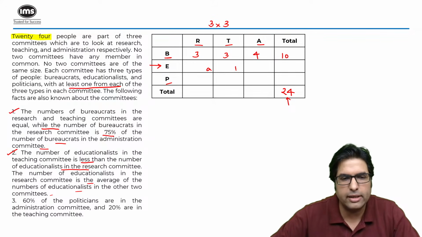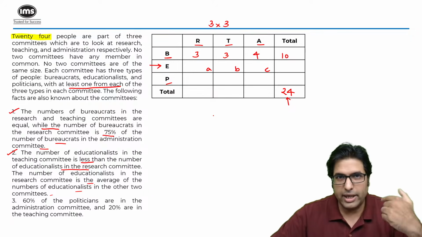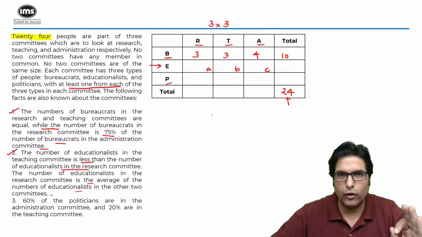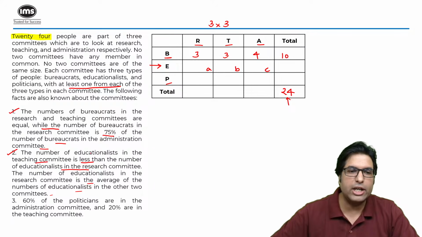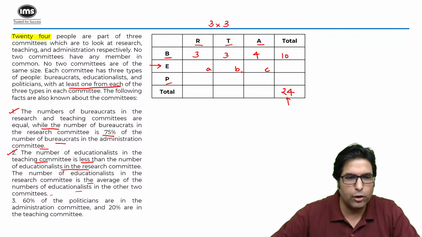Let's say this is A, this is B, this is C. Bear in mind that we know that the minimum value for A, B, C is at least 1. Now, if you look at the condition, they are saying the number of educationalists in the teaching committee, which is this value B.